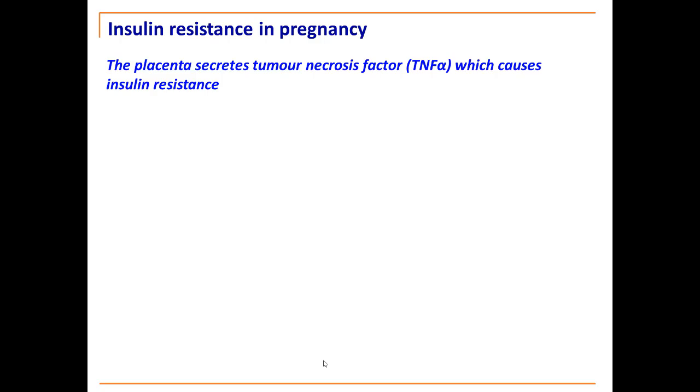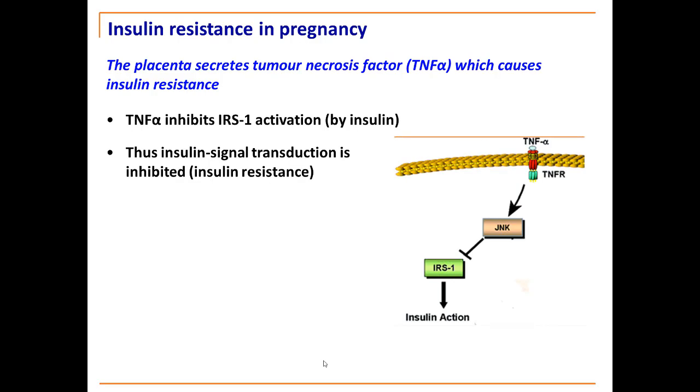Now, the placenta secretes lots of things, and we've talked about some of them previously: estrogens, progesterone, CRH, corticotrophin releasing hormone, etc. But it also secretes something called tumor necrosis factor, or TNF-alpha. And TNF-alpha causes insulin resistance. It causes insulin resistance in obesity as well. And what it does, it inhibits IRS1 activation. So if you remember, insulin binds to the insulin receptor. That activated insulin receptor then activates IRS1, but TNF-alpha inhibits it. So as you're pregnant and the placenta develops, you produce more tumor necrosis factor alpha, TNF-alpha, which inactivates IRS1.